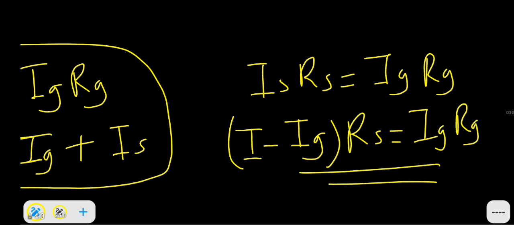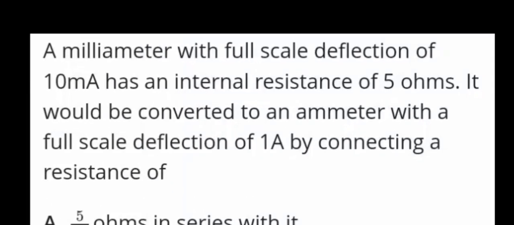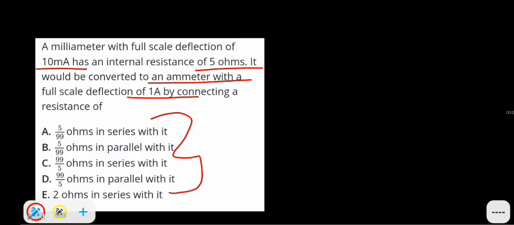So let's take some questions on galvanometer to ammeter conversion, and I'm going to break it down for you. Rs is the shunt resistance. Ig is the current going through the galvanometer. I is the ammeter reading. So let's check out this question. It says a milliammeter with a full scale deflection of 10 milliamperes has an internal resistance of 5 ohms. It will be converted to an ammeter with a full scale deflection of 1 ampere by connecting... Then they give you these options. They're asking which shunt resistance you will connect in parallel with it.